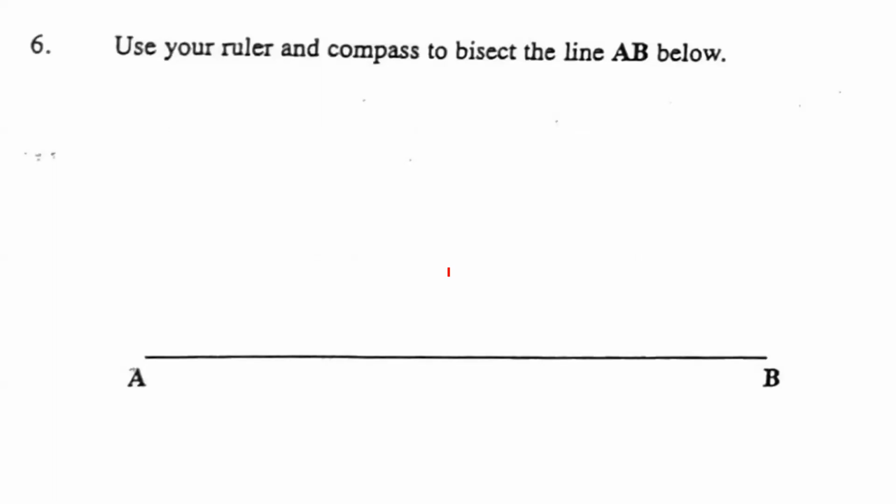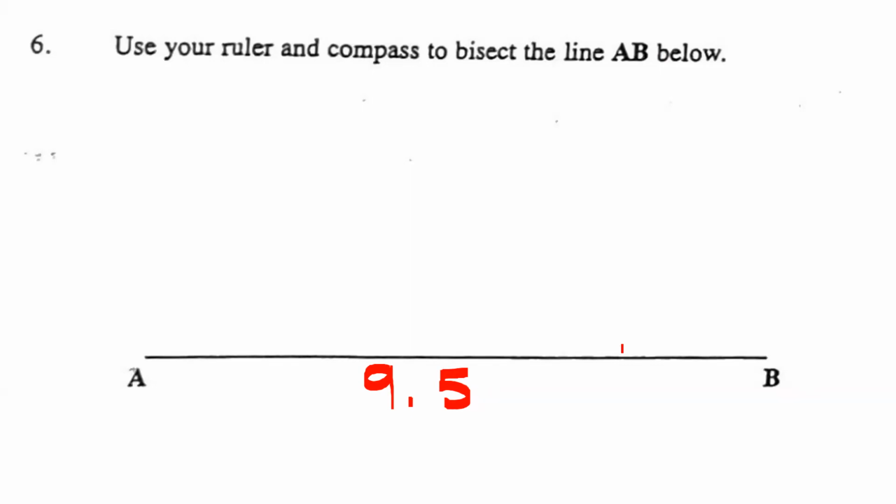Here they want us to use our compass and ruler to bisect the line AB. It says use your ruler and compass to bisect the line AB below. It is important to note that this line AB is 9.5 centimeters. And we want to bisect this line. What does it mean to bisect the line? Bisect means to cut in half. And so we're going to bisect it, which means that we're going to cut it in half.